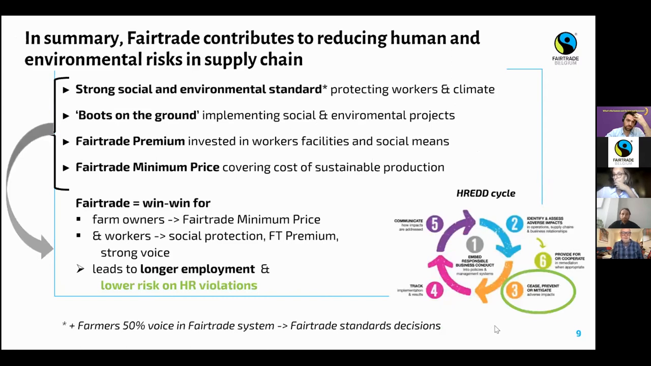So in summary, we should be modest, but you can also be really proud as a Fair Trade system that we strongly reduce the human and environmental risk in the supply chain through our standards, but also through our boots on the ground. We have this sustainable banana program that focuses, for example, on soil health and water consumption. The premium is invested in workers' facilities and in social means, and the minimum price covers the cost of sustainable production. Looking at plantations again, Fair Trade is a win-win for the farm owners because they receive the Fair Trade minimum price, and for the workers because of the social protection, the premium, and the voice they have in the organization, in the company. And that leads, as illustrated also by a study in 2019, to longer employment in Fair Trade certified plantations and to lower risks of human rights violations.